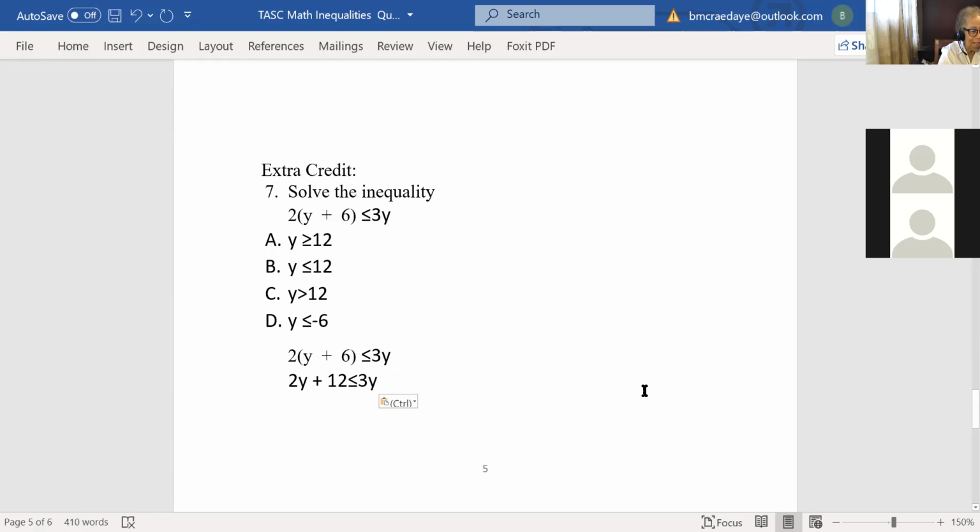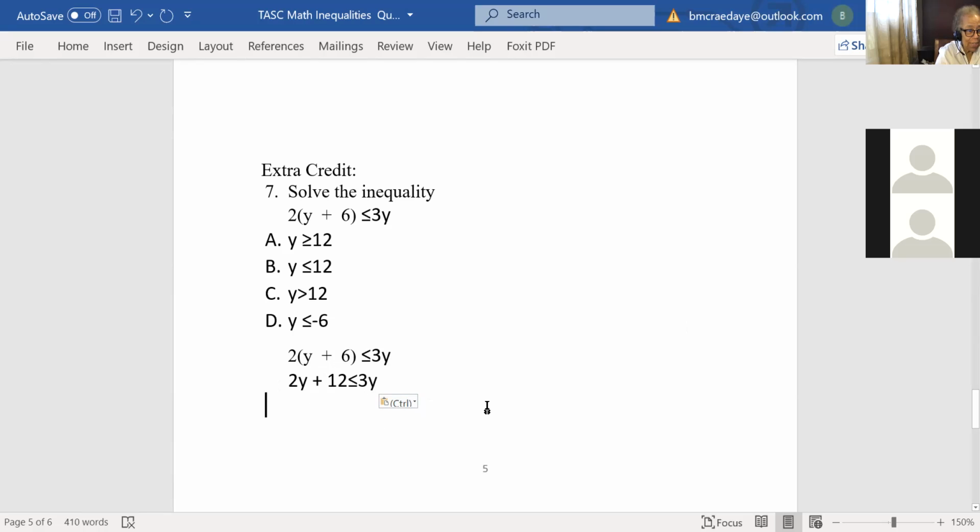You add 2y and 3y, right? 2y is added here. So if you were going to do anything with 2y, it would have to be a subtraction, because it's an add here. 2y plus 12 is an addition.